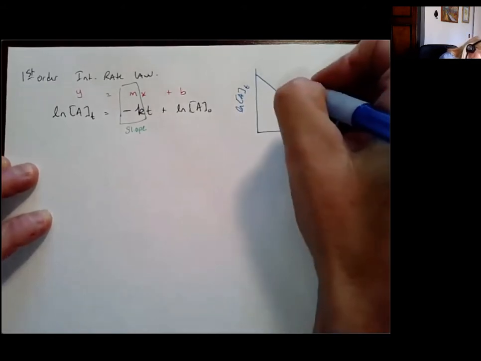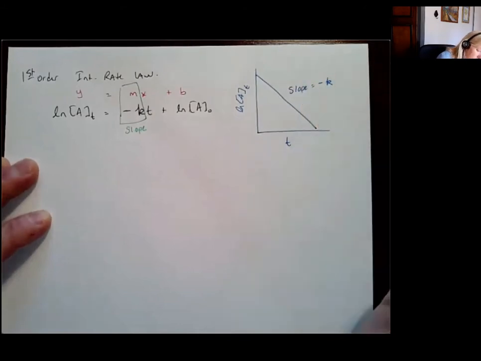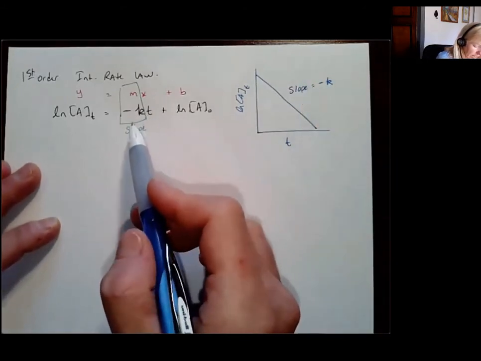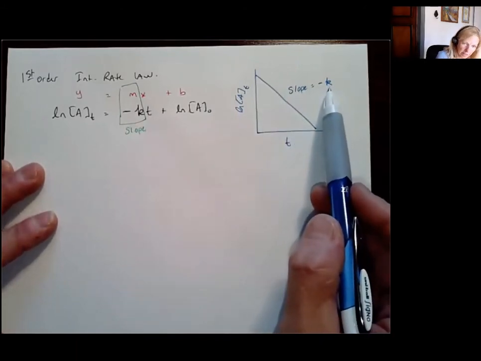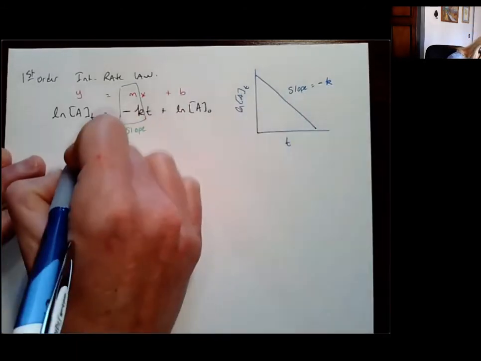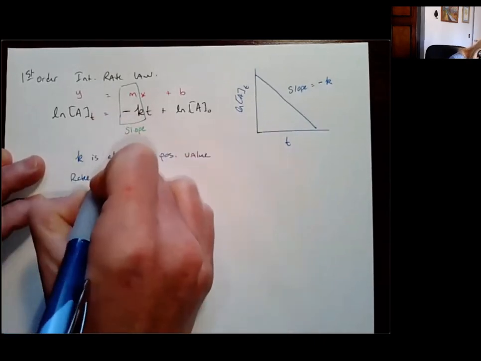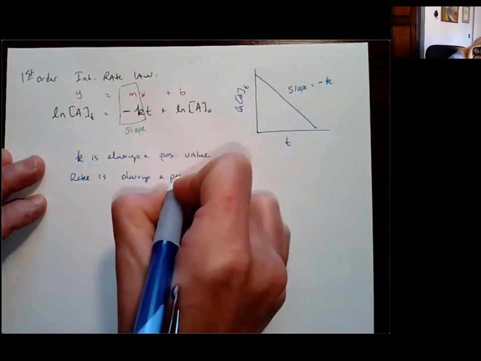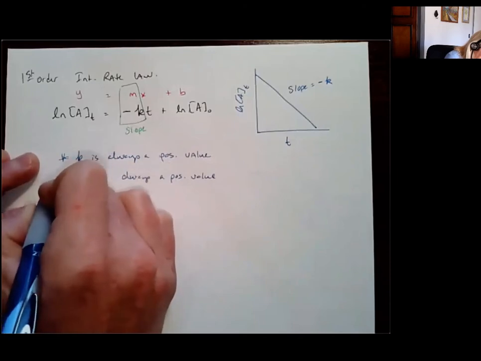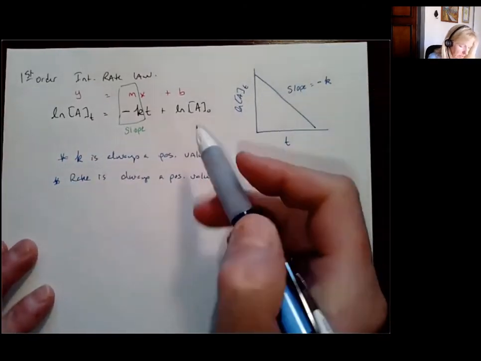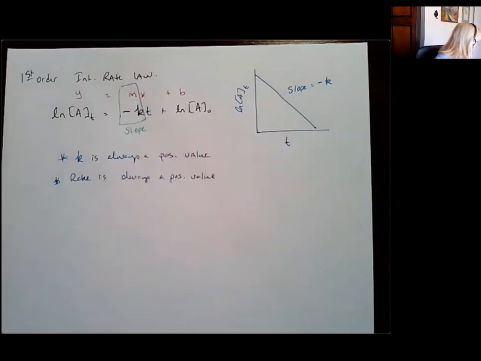I'm going to have a negative slope, so my slope equals negative k, which makes k constant. So k is always going to be positive. So if I have a negative slope, the negative of that negative slope is going to give me a positive. So k is always a positive value. Rate is always a positive value. So just something to keep in the back of your mind. So k and rate are always going to be positive. So if I have a negative slope in my integrated rate law, I'm taking the negative of that to get the rate constant. That's first order.